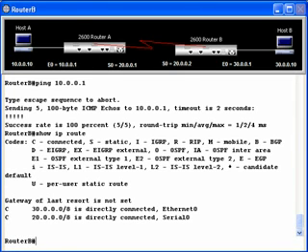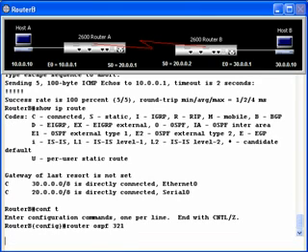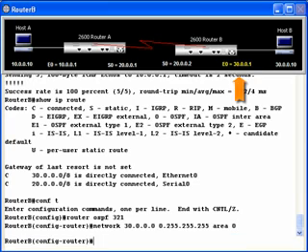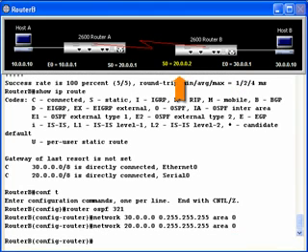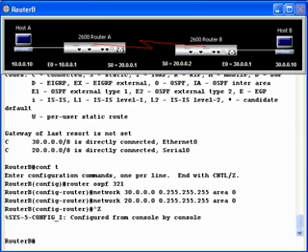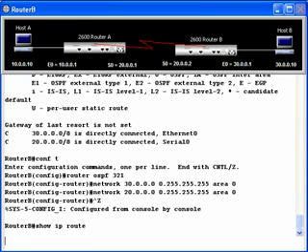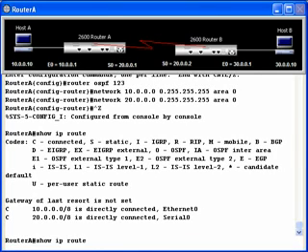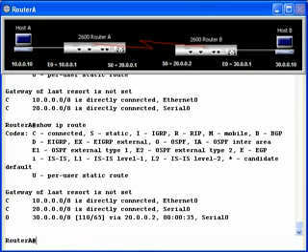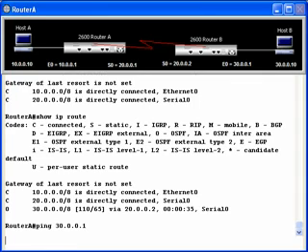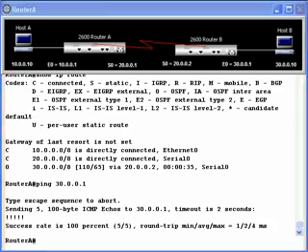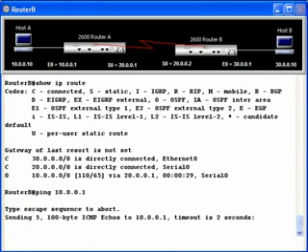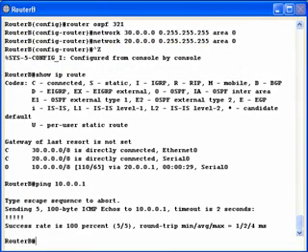Similarly, configuring router B, router OSPF 321, network commands as before. Show IP route for router B, show IP route for router A. We can see the O, which stands for the OSPF protocol. Ping the 30 network from router A, ping the 10 network from router B. Both are successful. This completes the OSPF routing protocol.